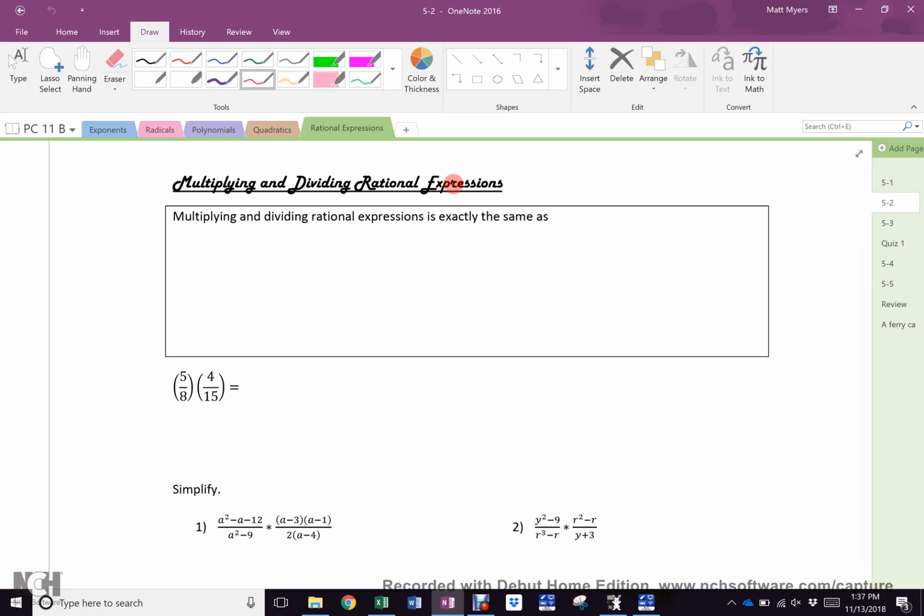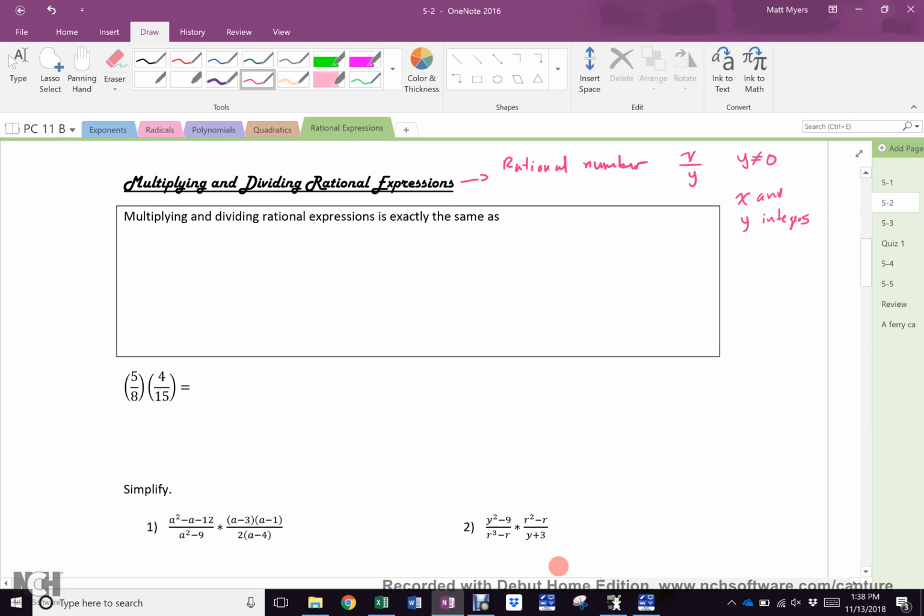Before we go any further, I need to remind you what a rational number is. A rational number is anything written like this, but there are some rules. What are the rules? Y can't be 0, and X and Y must be integers. So we all know how to deal with that.